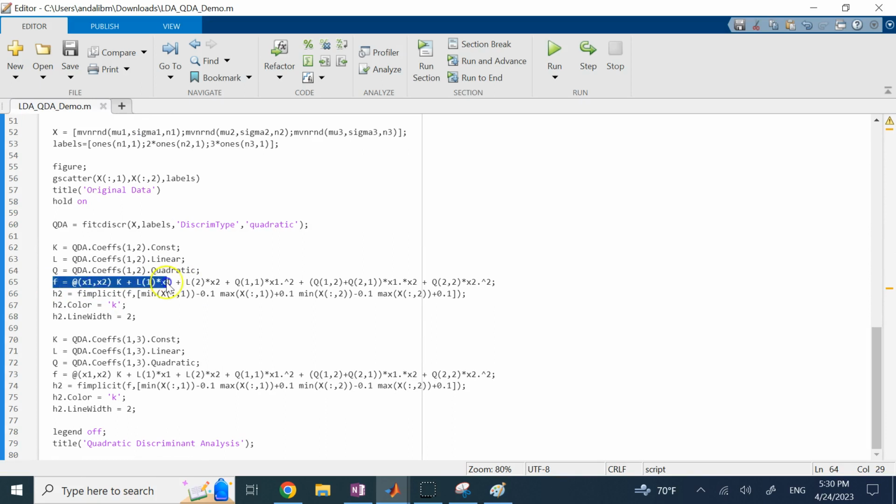So here I create an anonymous function of X1 and X2, which is the constant K plus L1 times X1 plus L2 times X2, plus Q11 times X1 squared plus Q12 plus Q21 times X1 times X2 plus Q22 times X2 squared, right? That's the quadratic equation. And what I do, I pass the whole range of my x and y, or x1 and x2 in this case, and the function to something called f implicit, okay? You might ask, what is this function f implicit? I pass to it as an argument the handle to an anonymous function and some x min, x max, y min, y max, or x1, x2 min, and x1, x2 max.